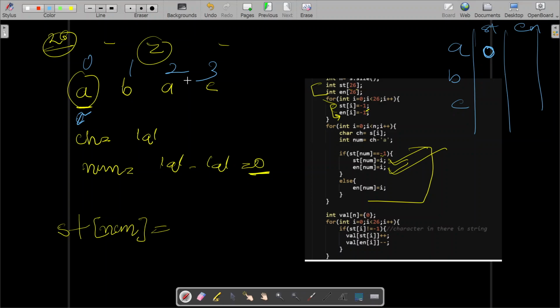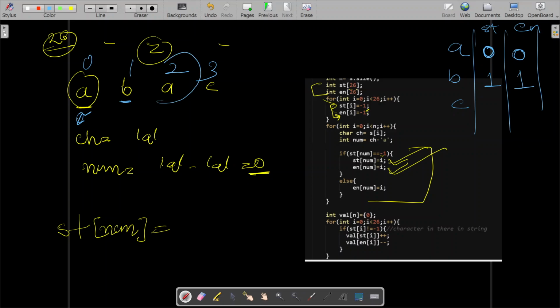Okay, the starting point of a is 0, and we don't know whether we will get a second a or not, so we are also mentioning that the ending, the last occurrence of a, is also 0. Now we get this b, so we will set it here: b starts at 1 and ends at 1.